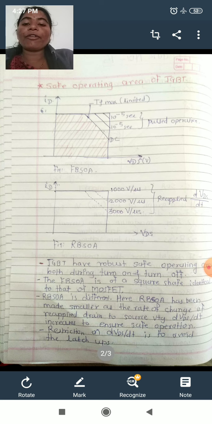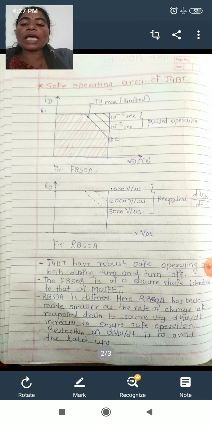Here I will draw the two diagrams. The first diagram is for the forward biased safe operating area, and the second diagram is for the reverse biased safe operating area. Now observe both the diagrams. In the IGBT, the first diagram, that is the forward biased safe operating area, is the same as the forward biased safe operating area of the MOSFET, but there will be a difference in the reverse biased safe operating area.